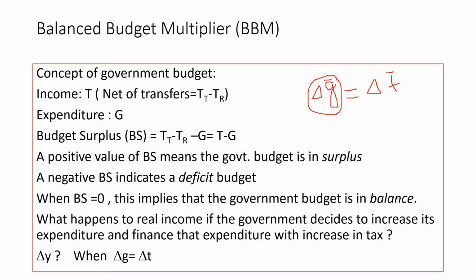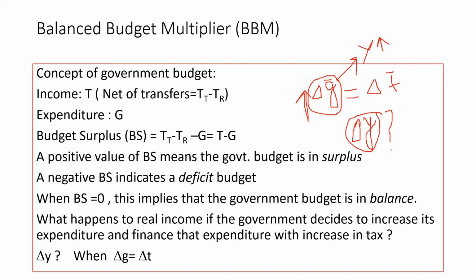Why are we interested in this one? And then we want to know what will happen to delta Y. This is our question, right? Why are we interested in this one? Because remember, when we are increasing G, it will ultimately, as you know from the multiplier mechanism, increase Y. That we know from the multiplier mechanism.